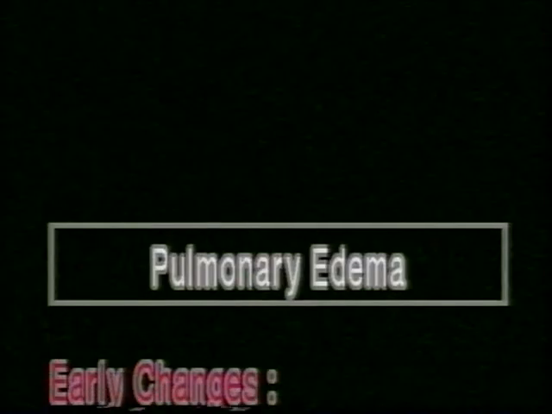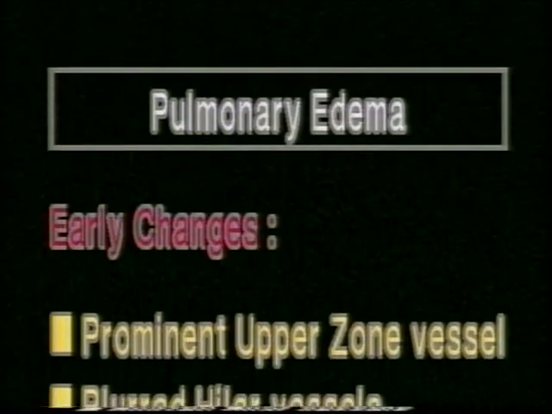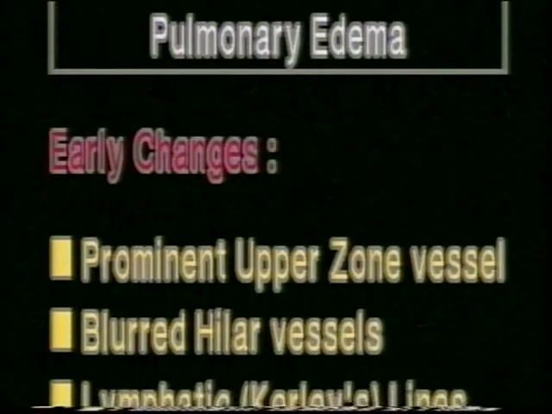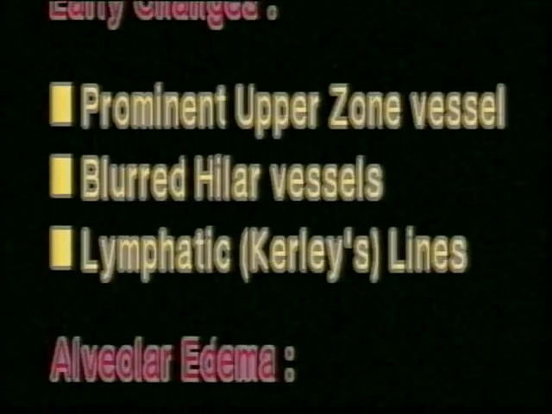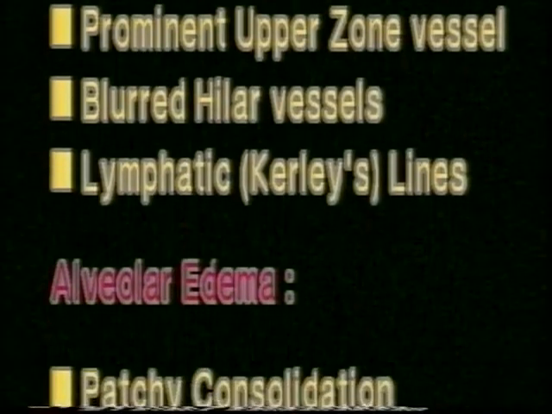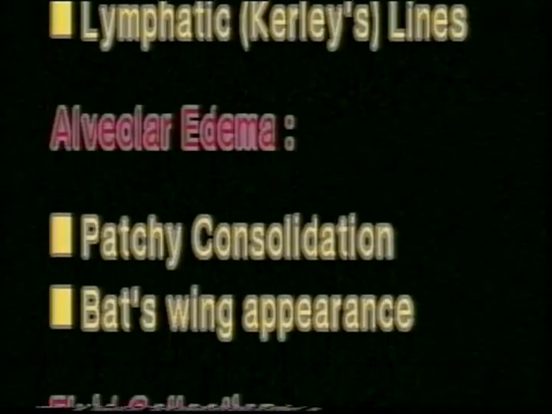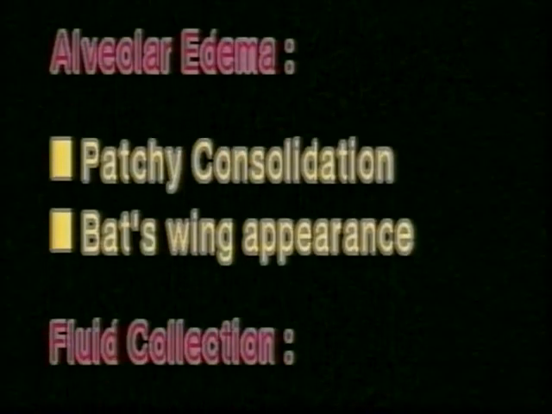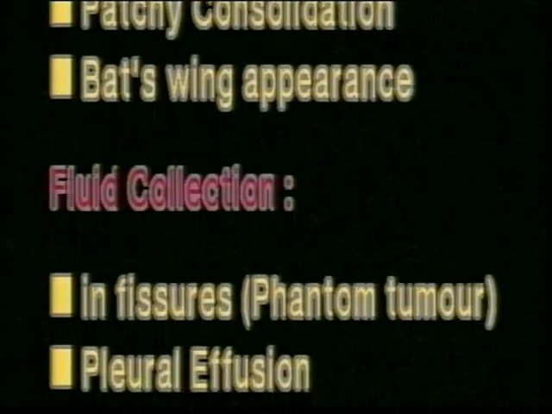To revise the radiological features of pulmonary edema, the early changes are prominent upper zone vessels and blurring of the hilar vessels due to interstitial edema, and lymphatic lines or Kerley ABC lines. Then the alveolar edema appears in the form of patchy consolidation of mid and lower zones and bat wing appearance. Then there is fluid collection in the interlobar fissures and in the pleural spaces.